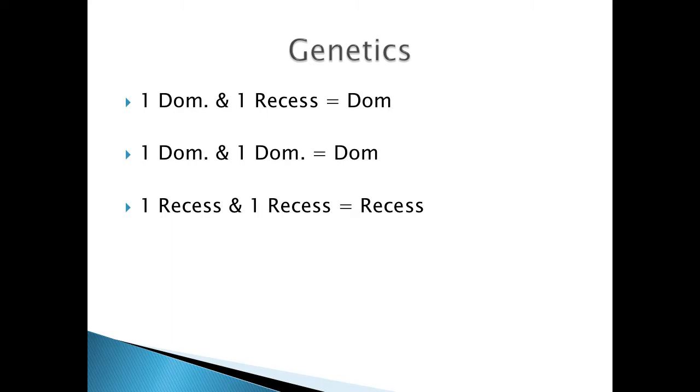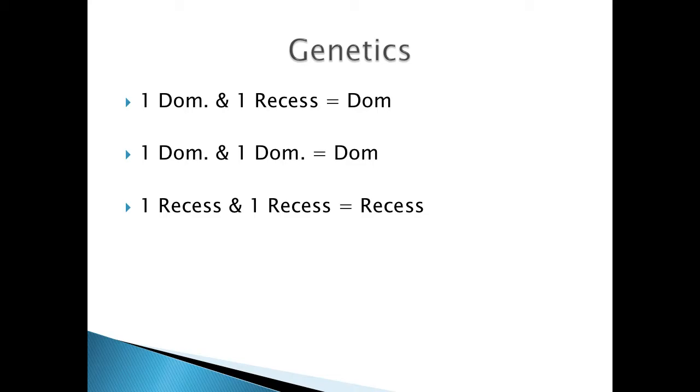If you have one dominant and one recessive allele put together, like you inherited a dominant trait from your mom and a recessive trait from your dad, well, it would still be dominant. The dominant rules out in the end. If you've got one dominant and another dominant, dominant again rules out in the end. And if you've got one recessive allele and another recessive allele, well, recessive is the only possible combination you can have.